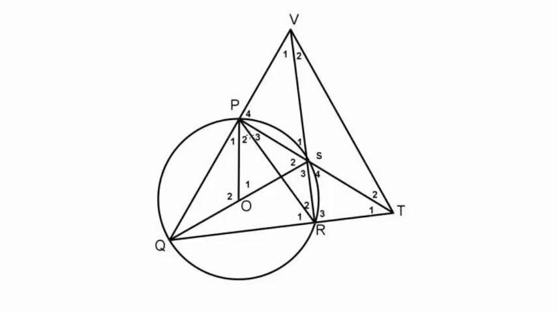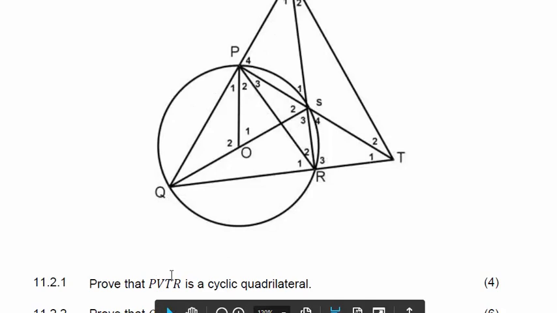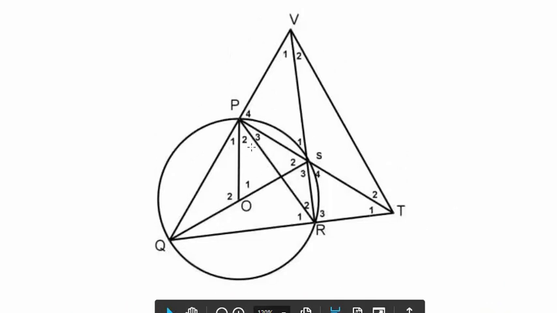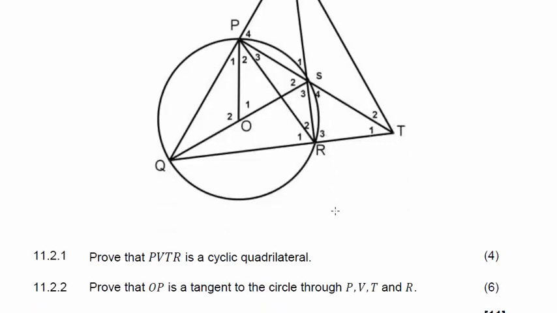Because it immediately follows, in your first question, prove that PVTR is a cyclic quadrilateral. Because we know that P1, 2, and 3 is 90, then P4 is 90. And if you know that R1 and 2 is 90, then R3 is 90. So R3 is equal to P4, and do you see that strange looking butterfly there? The tips of the butterfly is PV2R. And that was it.